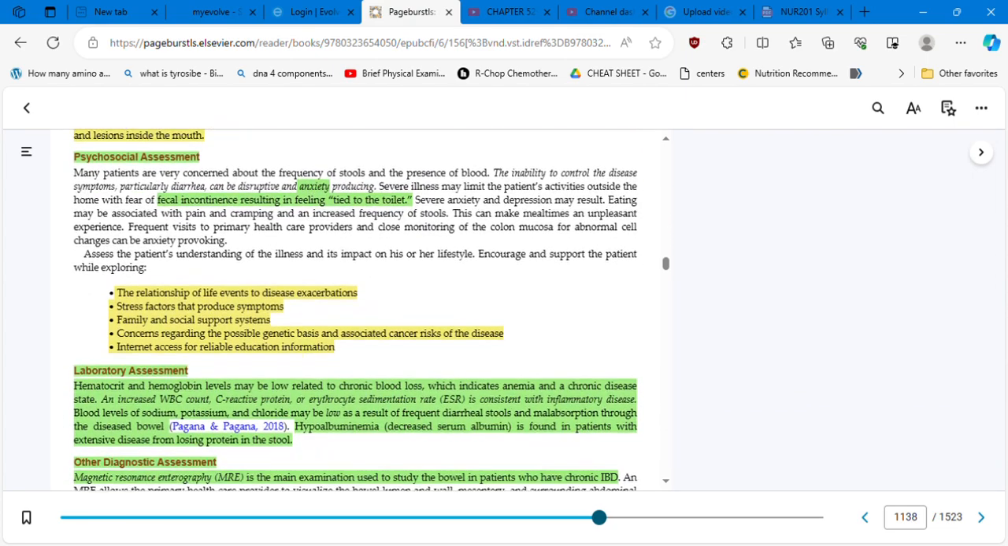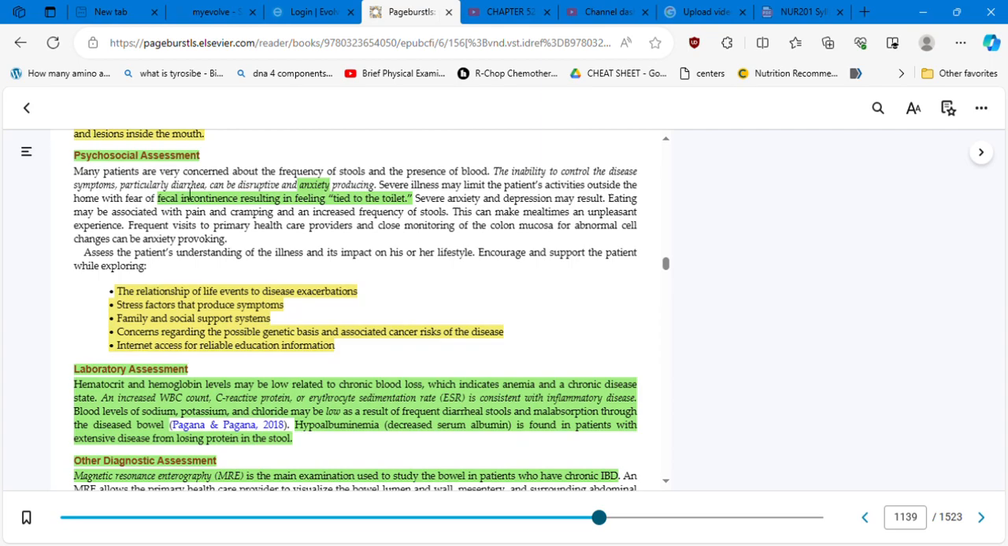Psychosocial assessment: anxiety, because of the fear of fecal incontinence resulting in feeling tied to the toilet. Of course, it's if they are going to have more than 10 stools per day, with or without blood. Remember the table we just saw. This patient needs a lot of support, right?